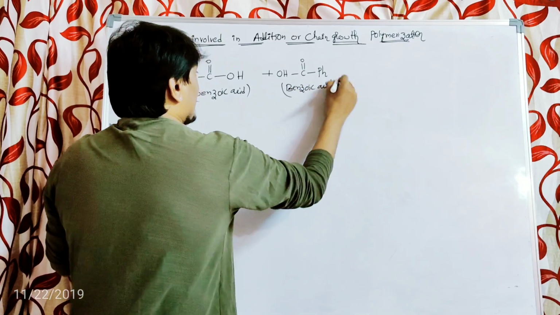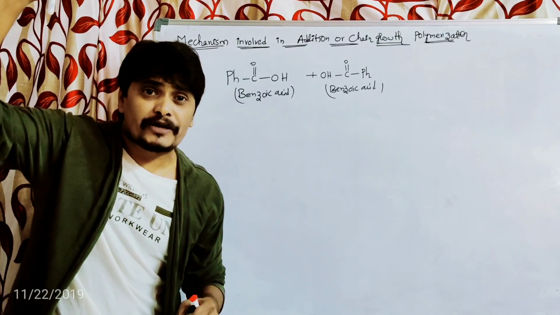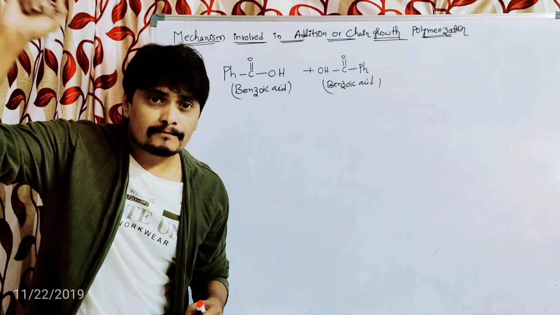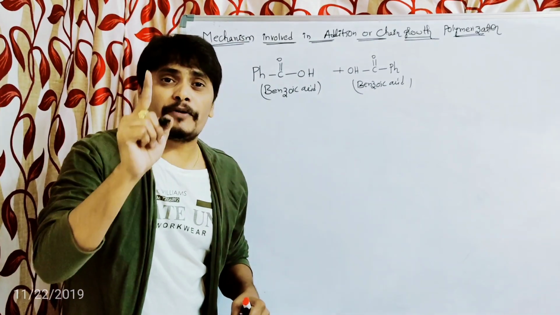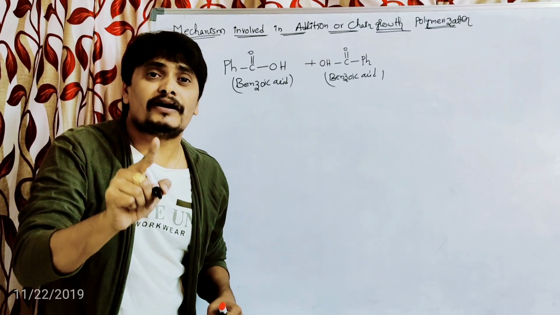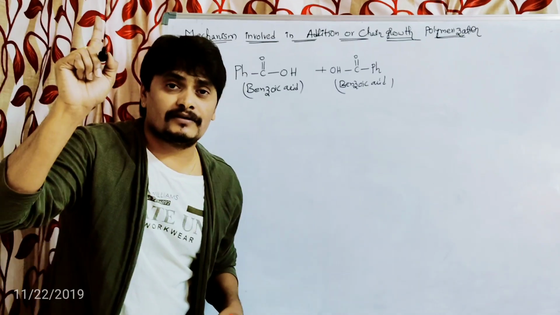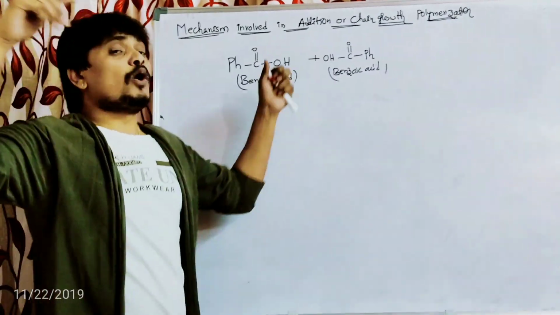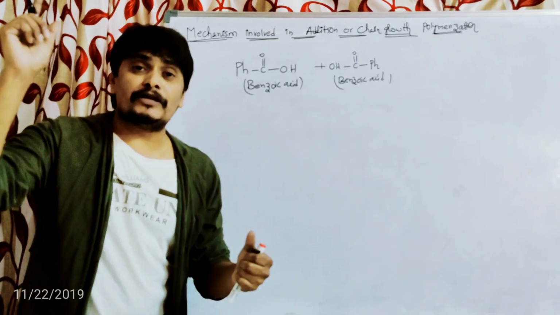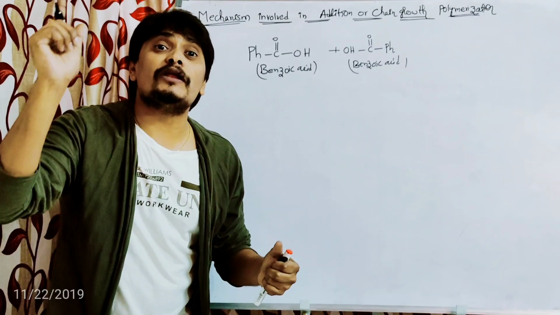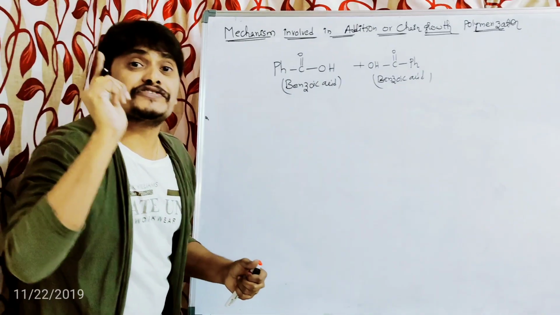I'm not saying that this is how benzoyl peroxide is prepared, making use of benzoic acid. I'm saying that the benzoyl peroxide structure can be remembered with the help of the structure of benzoic acid. That is my intention. I'm not saying that with the combination of two benzoic acid molecules we are going to get benzoyl peroxide. We are going to get the benzoyl peroxide structure. I'm talking only in terms of structure.